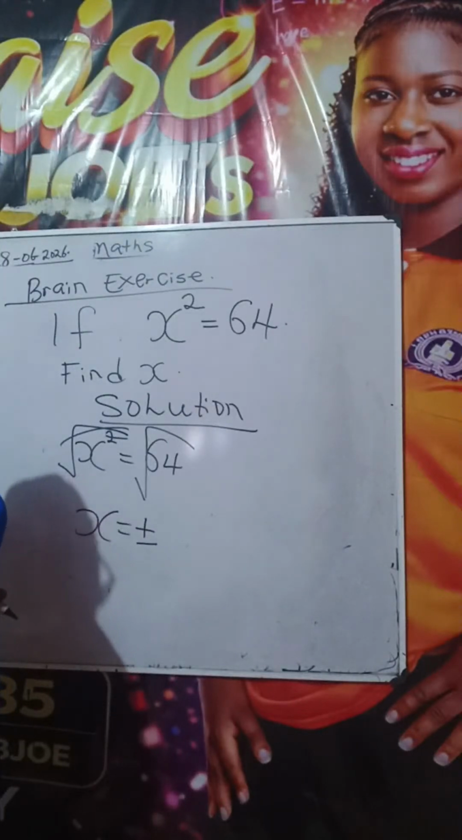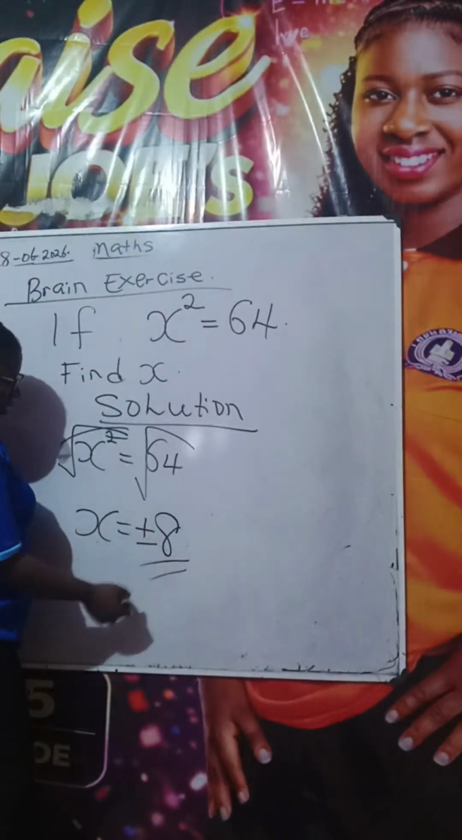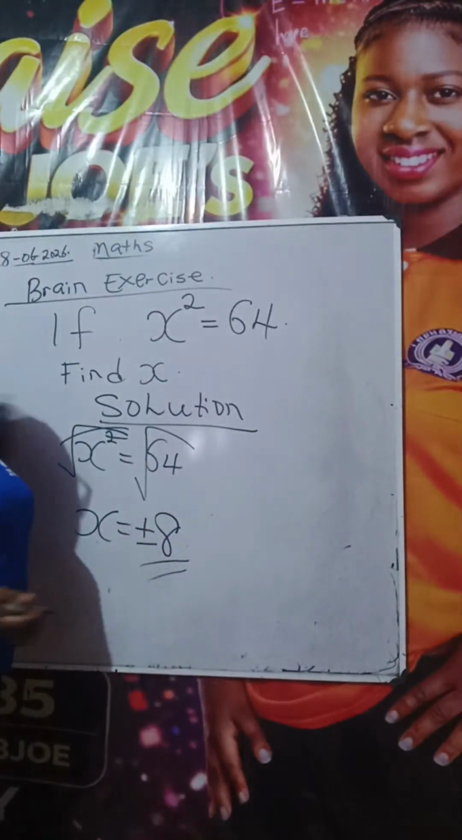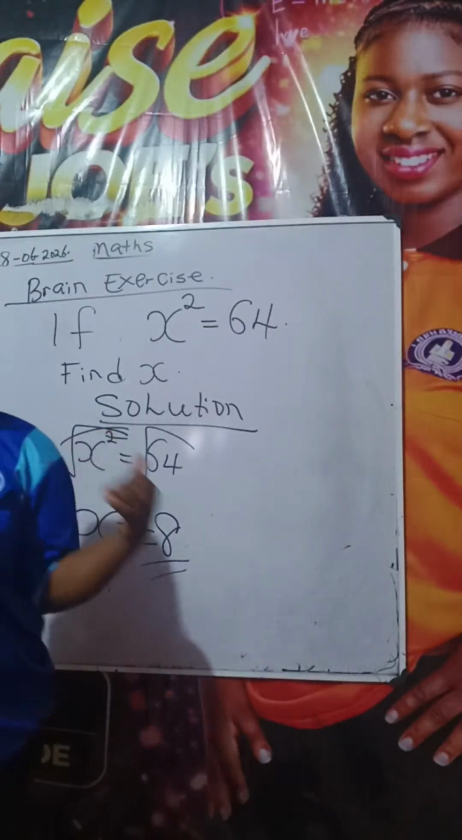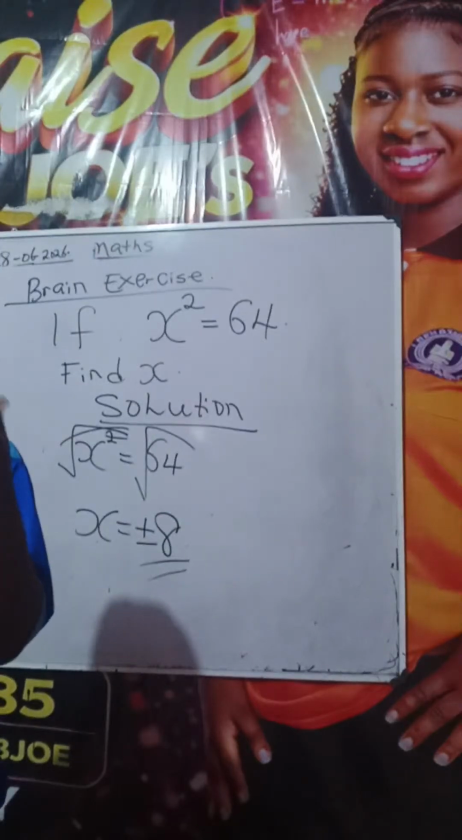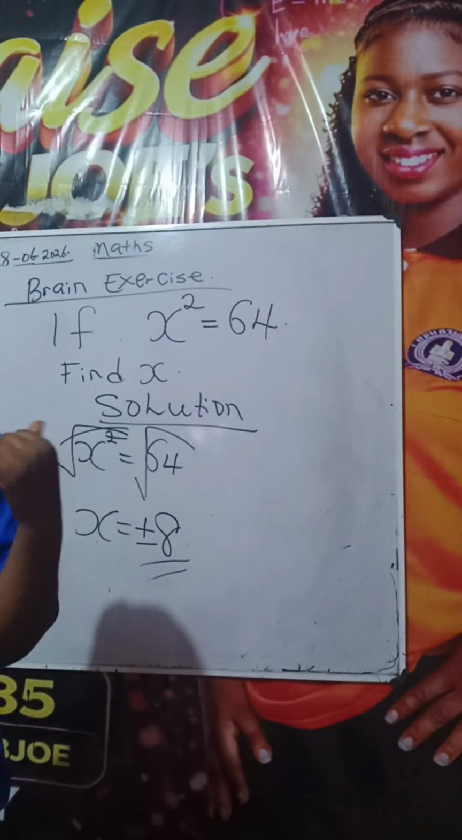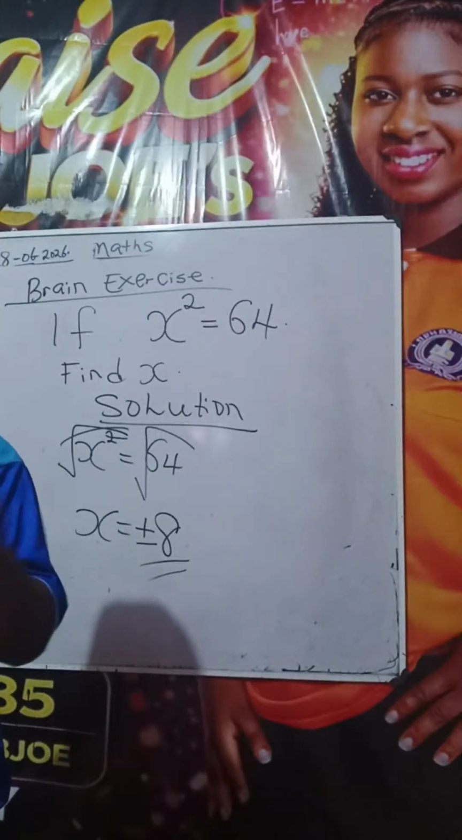So 64 will give us 8. Correct. So your x is 8 or minus 8. So this is how it's going to be. When you said only 8, it's not correct because what we have on the board is a quadratic equation. This is a quadratic equation. So it must be positive or negative.